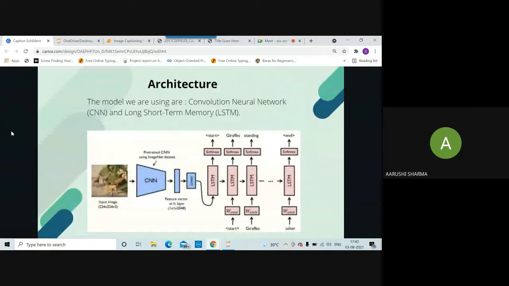This is the model architecture of our project. Here we can see that the image is passed through a convolutional neural network, which will extract all the essential features of the image, and then these are passed to LSTM, long short term memory, for generating the relevant caption for the image.